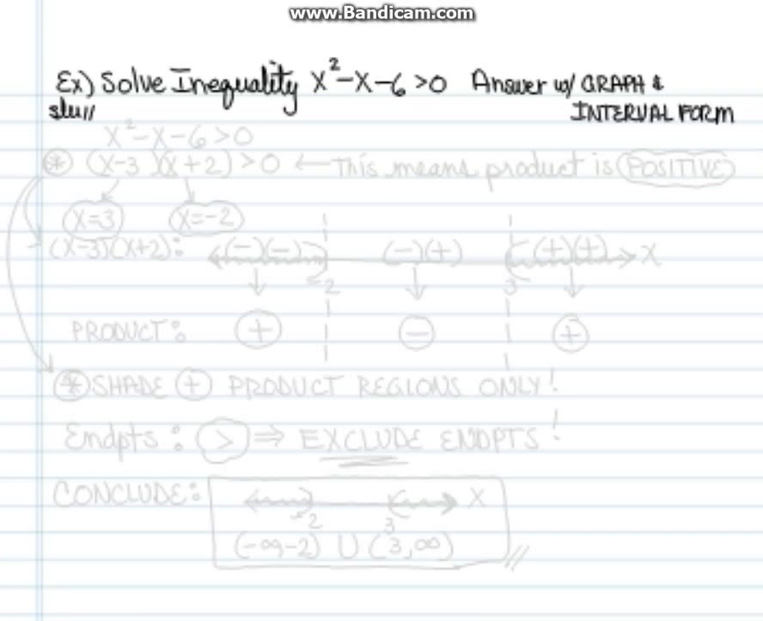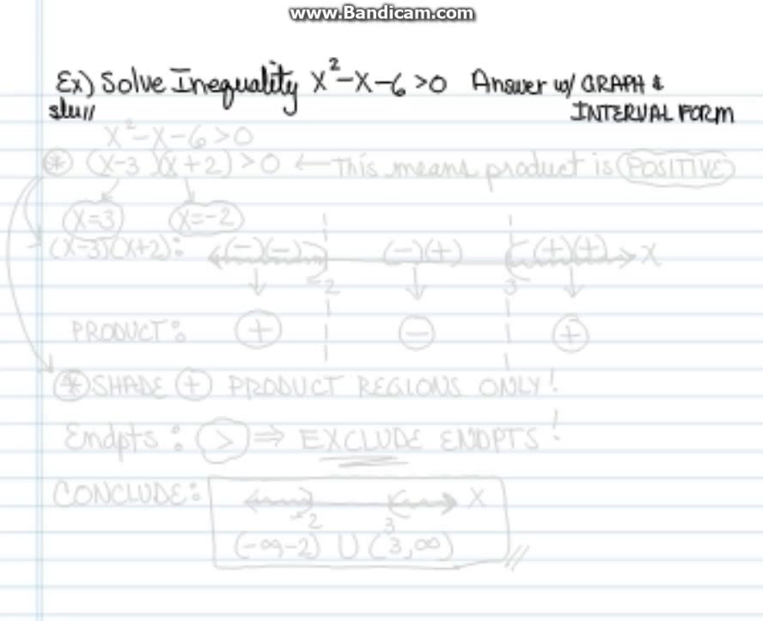Solve the inequality. X squared minus x minus 6 is greater than 0. Answer with a graph and interval form. Okay, we've done inequalities before, but never have we done anything higher than a first degree inequality. This is a second degree inequality because the highest power on the variable is 2.